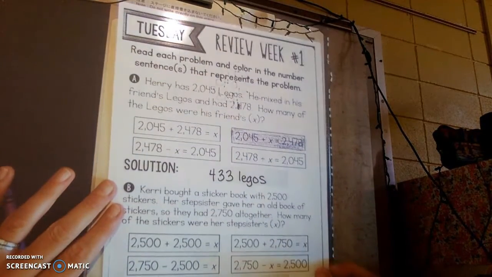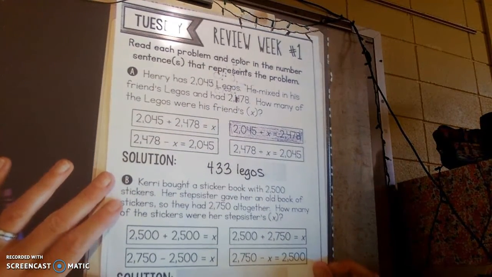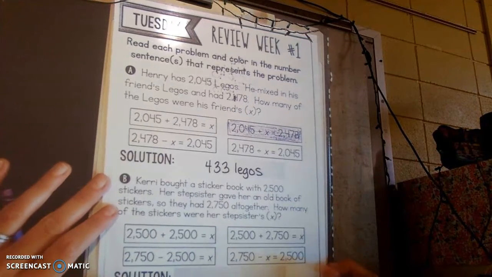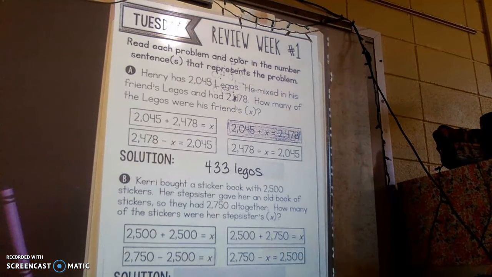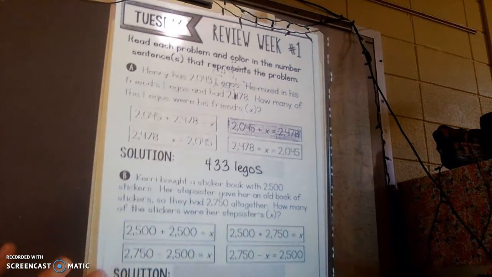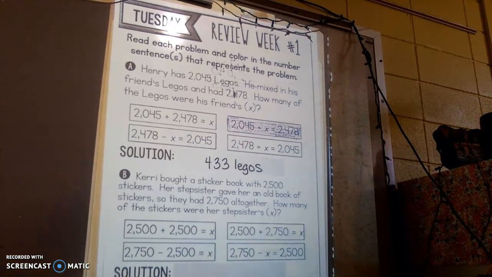Now remember, on your own, you're reading that word problem next to letter B, choosing the number sentence that represents it, and then you're solving whichever number sentence that you choose.